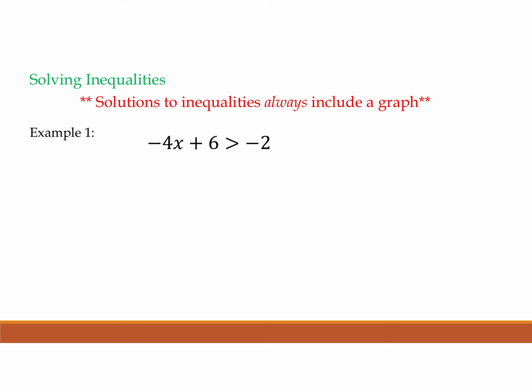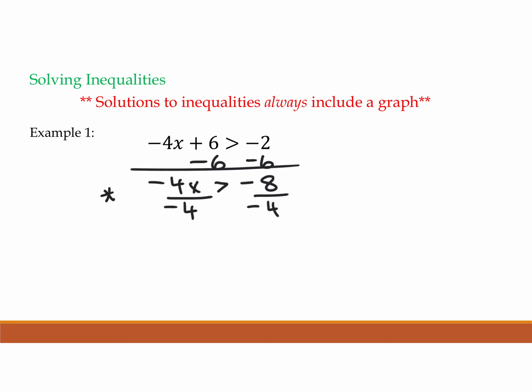When you are solving an inequality, you must always include a graph, because the solution is where we're going to get from that graph. So to solve this, I'm going to subtract 6, and I get negative 4x is greater than negative 8. We have to remember that when we divide an inequality by a negative number, we must flip the inequality symbol. So when I solve this, I'm going to get x is less than 2.